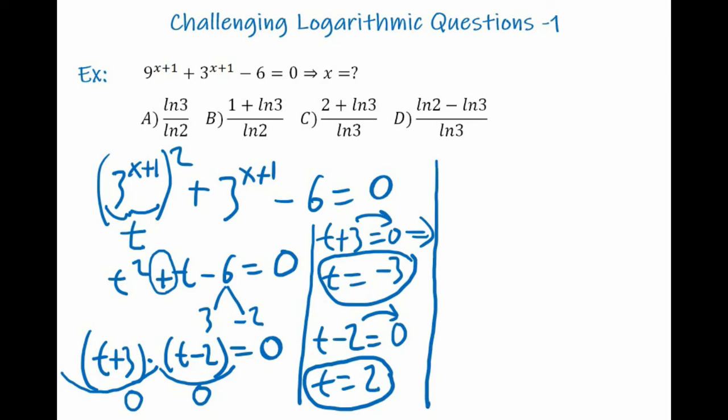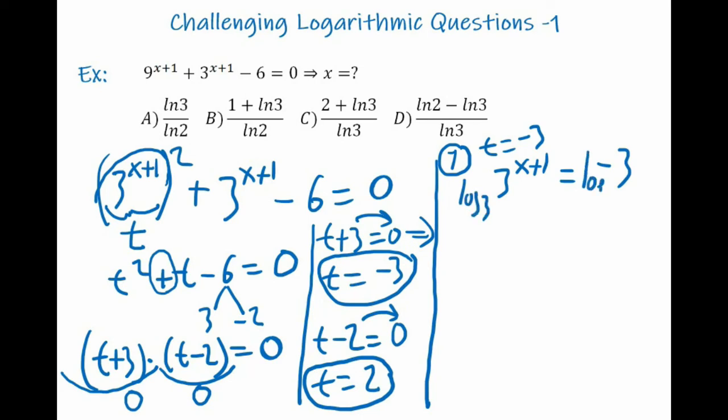So let's take a look at the first case, okay? When t is equal to negative 3. And we said that here, at the beginning, t was what? 3 to the power of x plus 1. So 3 to the power of x plus 1 is negative 3, guys. Once you take the logarithm of both sides in base 3, this is what we were doing before, if you remember. That is not possible, guys. Why? Because this number is a negative number, and we cannot take the logarithm of negative numbers. Now look at the second option.